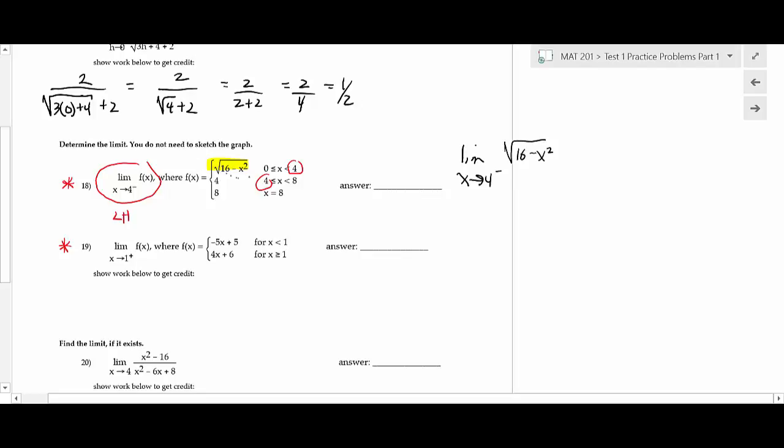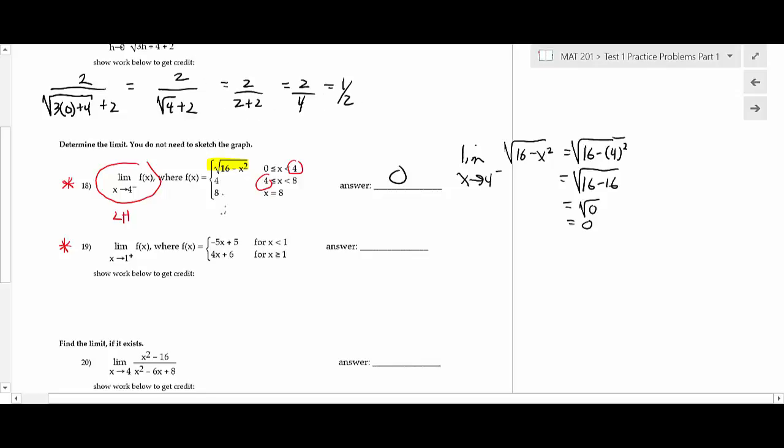We know that we can come from the left of 4 on this function because this function is defined from 0 to 4. So all we should have to do is just plug this in to get 16 minus 4 to the second. So that's going to be 16 minus 16, so that should be equal to the square root of 0. So that should be equal to 0. So that's the left-hand limit.